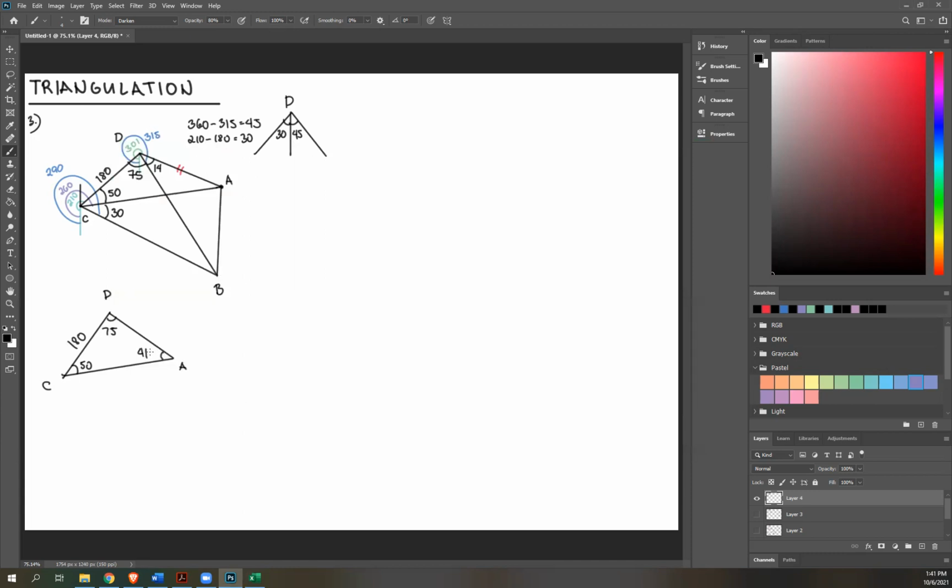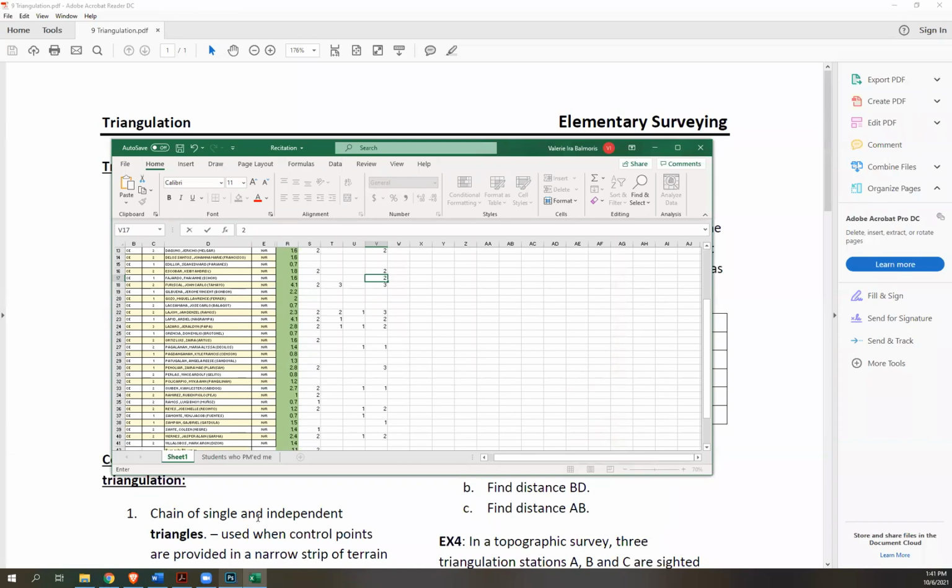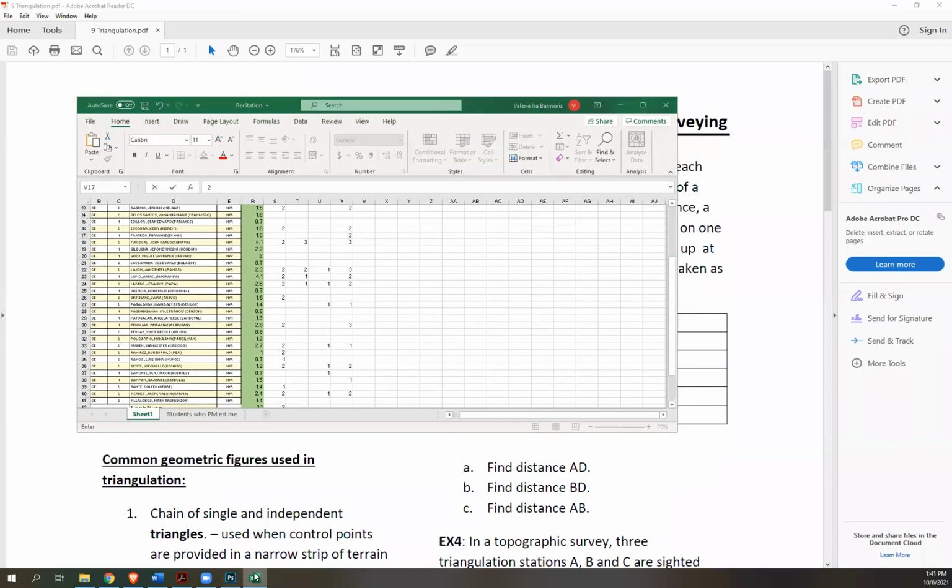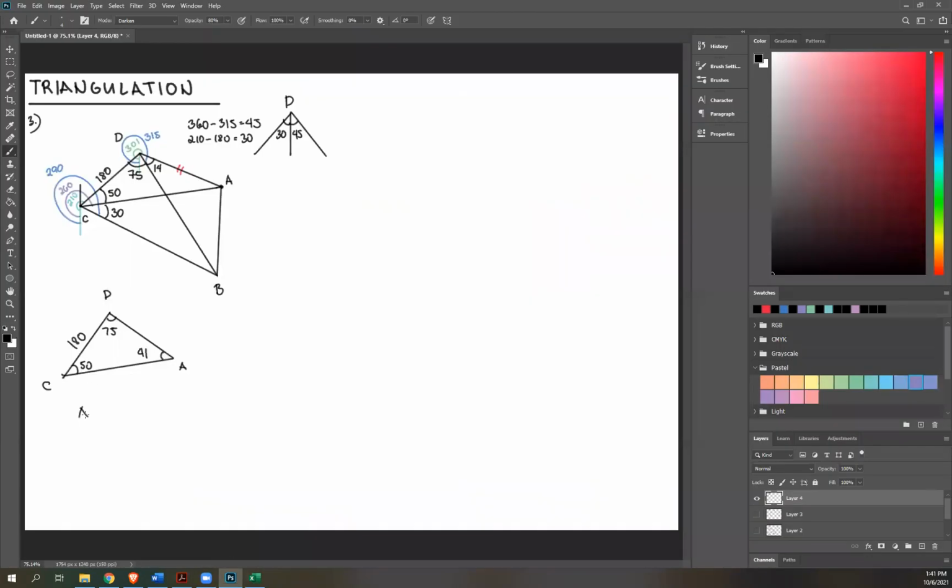And then you might have guessed it, the way to solve for this is using sine law. So AD, that's what we're looking for, right? AD over opposite angle. So that's AD over sine 50 equals 180 given over opposite angle sine 41. Please solve what's AD.